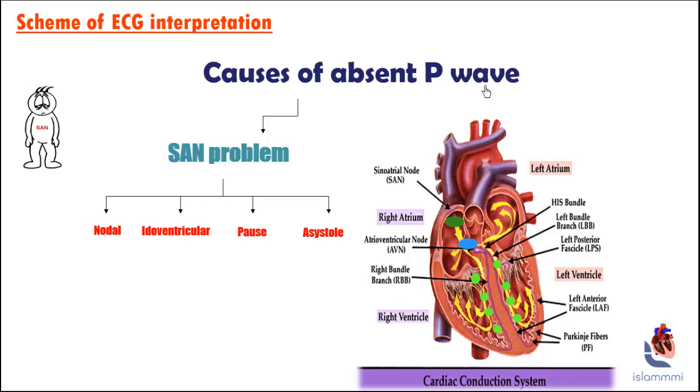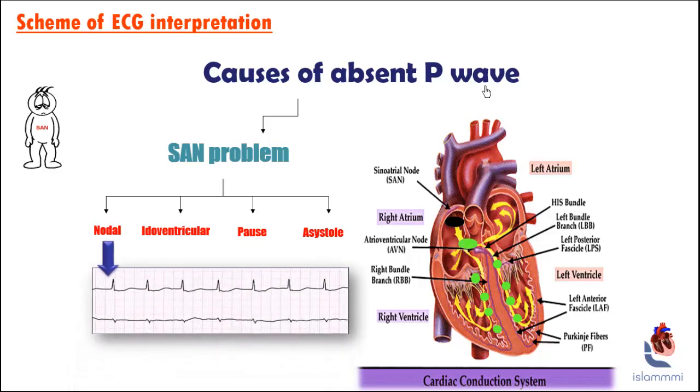Of course, it will not be faster than the normal pacemaker of the heart. So as we said before, this is how we show the nodal rhythm. It's exactly the same as sinus rhythm, but there is one difference. Can anybody tell? There is no P wave.